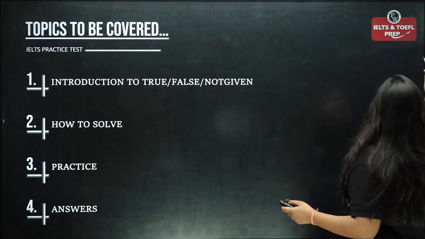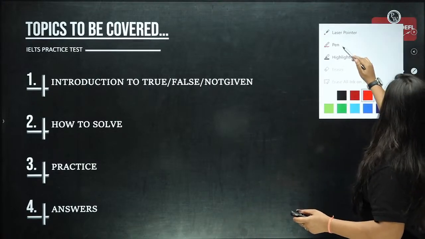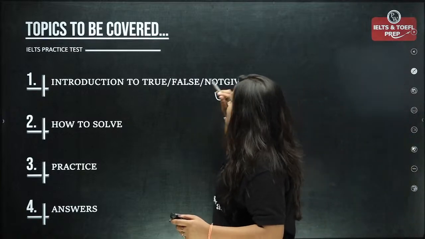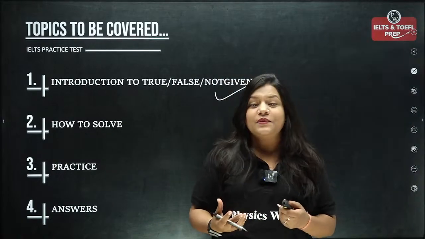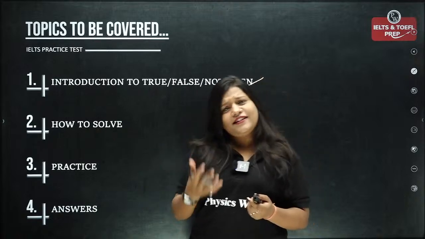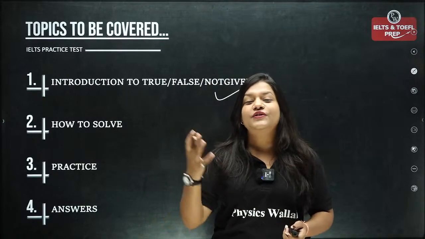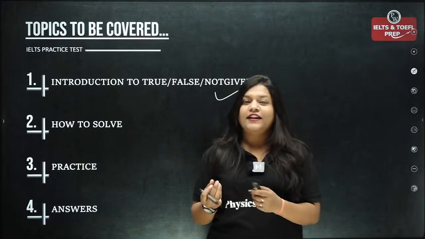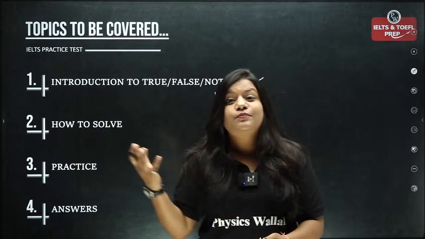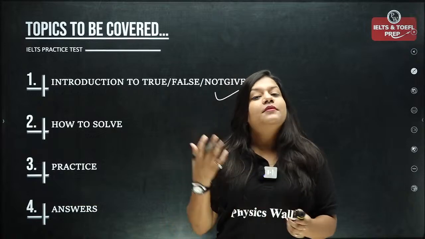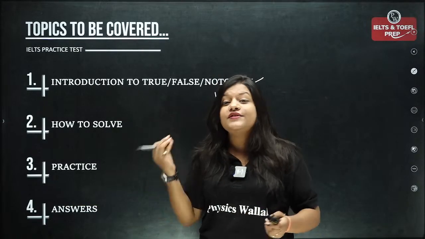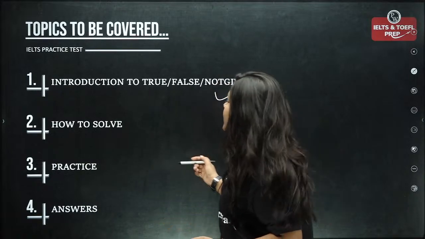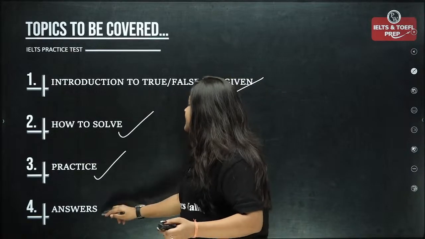Now let's move ahead and discuss the topics I'll be covering today. Very first thing, I'll be dealing with the question type, which is one of the most complicated yet easy: introduction to true, false, not given. I know this question type is a bit complicated, and I know there are a lot of you who face problems in this question type, but don't worry, I'll be solving it and I'll be sharing all the strategies that you can apply over here so that you can score good bands in this. Then how to solve it, definitely practice, and answers.